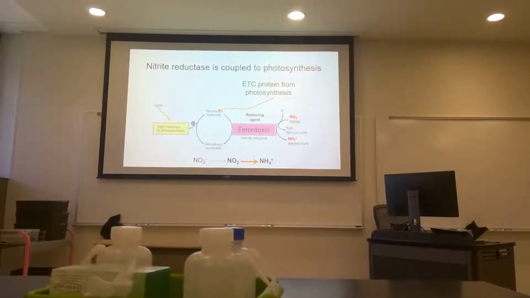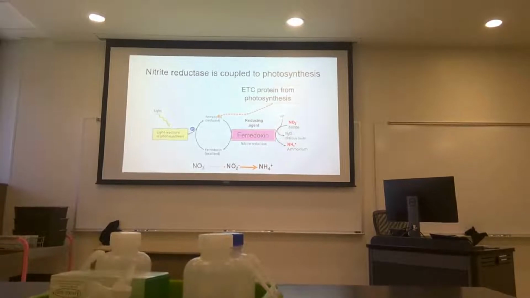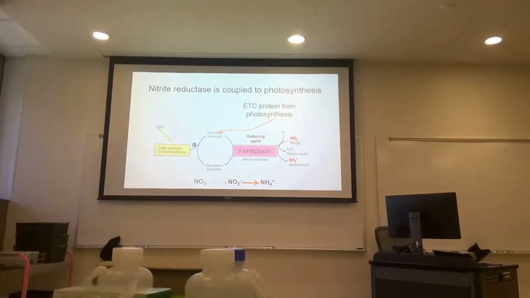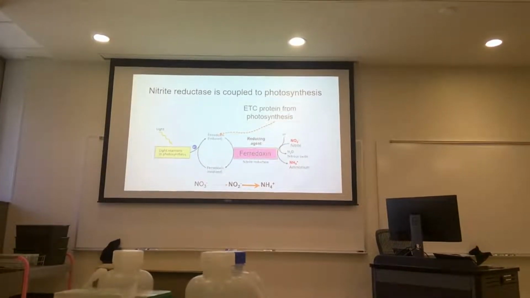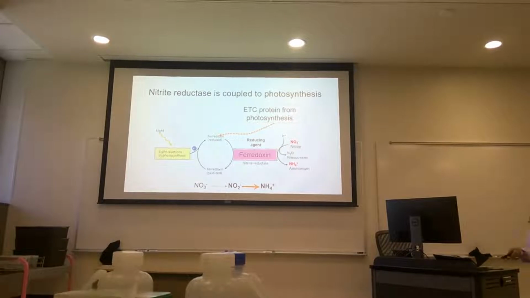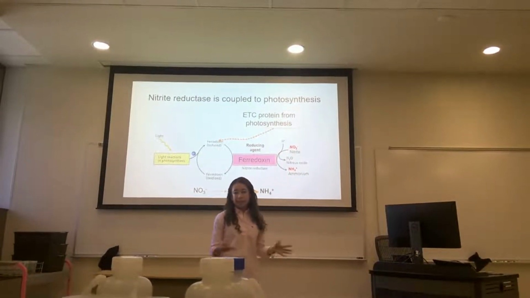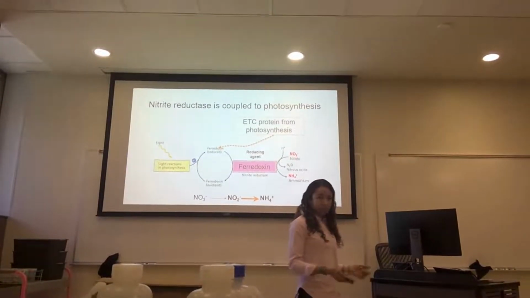So unless light is going through and electrons are going through and the light reactions are happening, you cannot go from here. So light is required, one, to activate nitrate reductase, and second, to reduce nitrite to ammonia. So you need light. You need photosynthesis to be happening to do this. Okay?